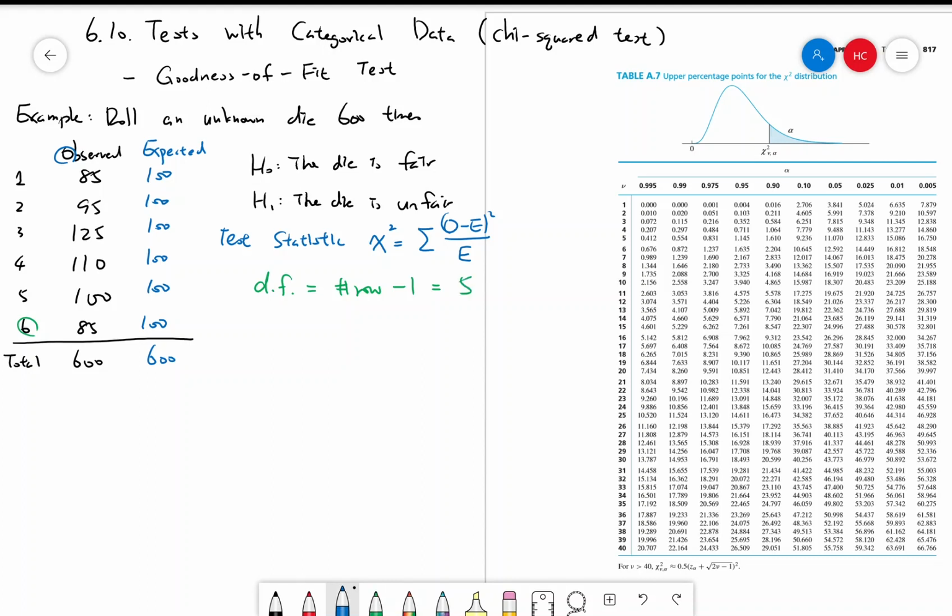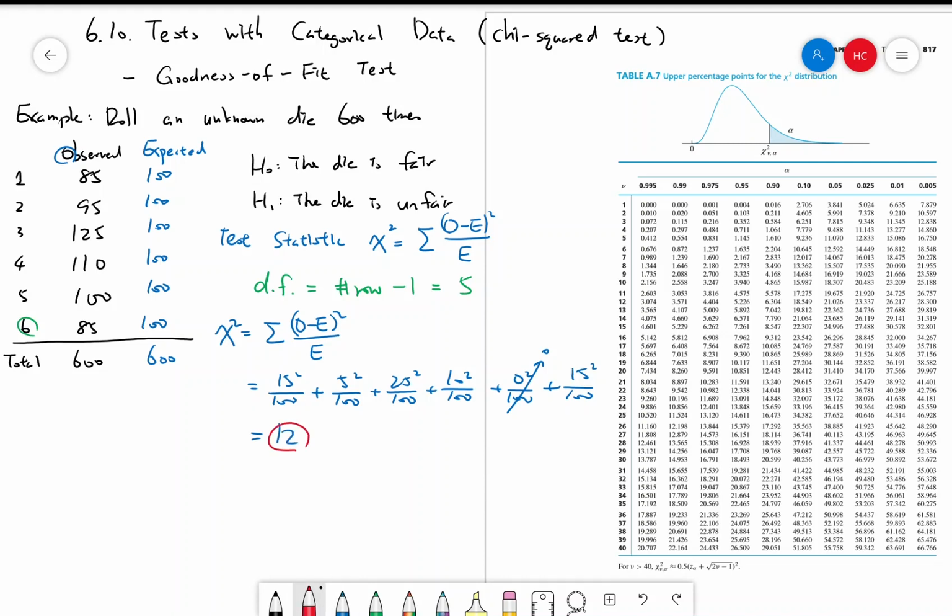All right, so let's calculate chi-square. Chi-square is the sum of O minus E squared over E. Good thing E is all equal to 100, so the first one gives you 15 squared over 100, plus 5 squared over 100, plus 25 squared over 100, plus 10 squared over 100, plus 0 squared over 100, plus 15 squared over 100. We put the calculator out. This is equal to 12. So chi-square equals 12.